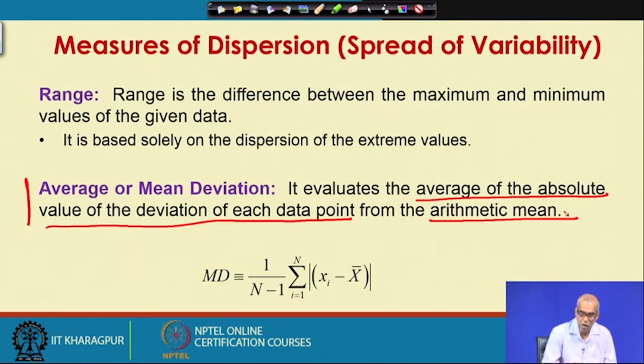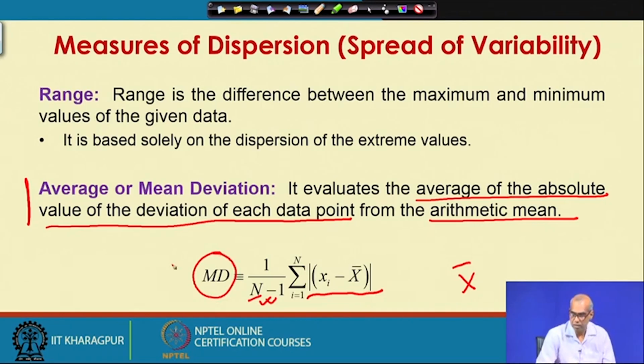You have n data points. So, you find out the absolute difference of each observation from the mean, which is represented as this, and sum those differences and then divide by n minus 1 to get the average or mean deviation.